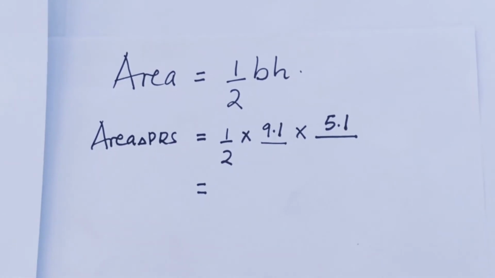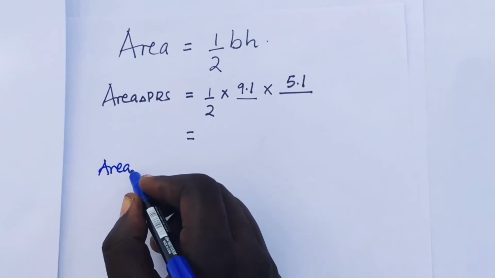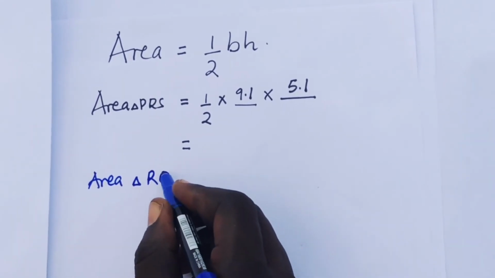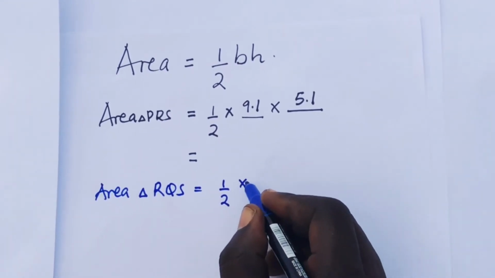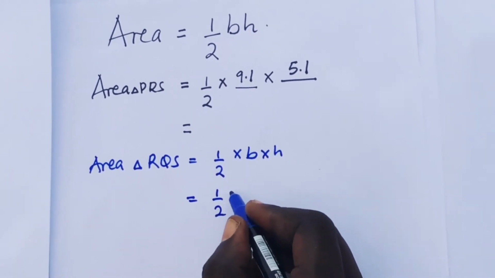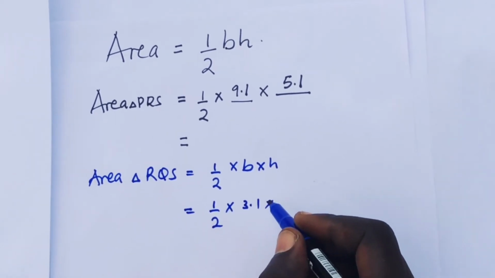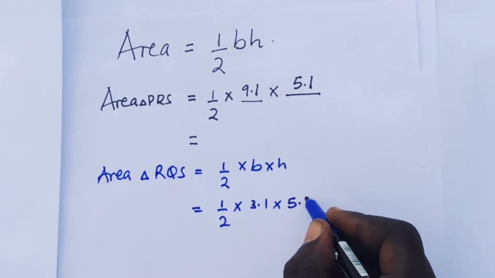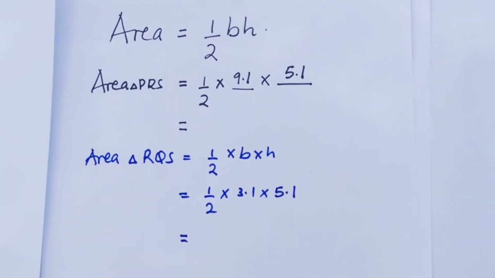Now, we need also the area of triangle RQS. It will also be a half times base times height. So this is now a half. The base is 3.1 and the height is the same height, that is 5.1. So we need these values from your calculator.